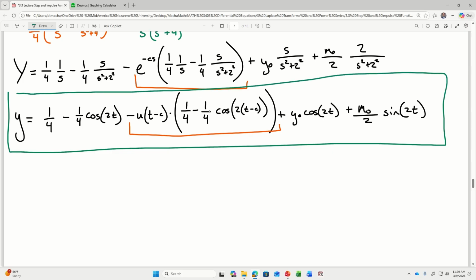This is my solution back in the t domain. Maybe there are some ways you can simplify this. Like you could say, why not minus 1/4 times cosine of 2t and just combine those terms. You could also factor out the 1/4 and put that in front of your unit step function if you want to.